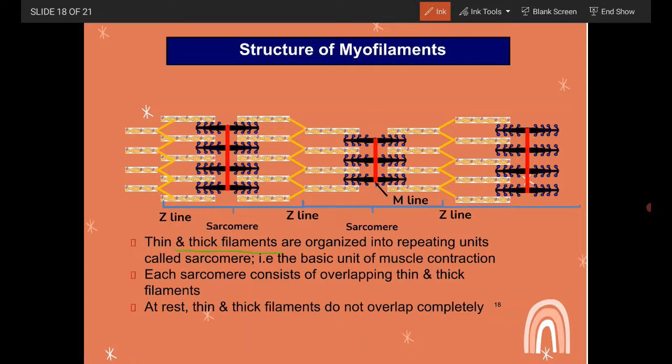Thin and thick filaments are organized into repeating units called sarcomeres. So sarcomere is the basic unit of muscle contraction. So again, sarcomere is the region between two Z lines. Each sarcomere consists of overlapping thin and thick filaments. At rest, thin and thick filaments do not overlap completely.